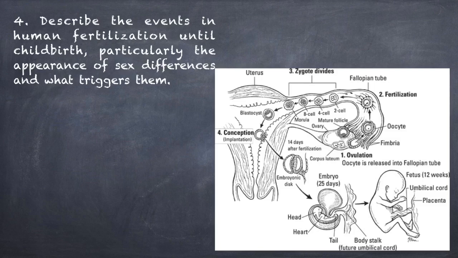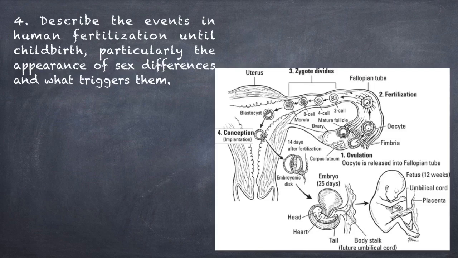For number 4 is to describe the events in human fertilization until childbirth, particularly the appearance of sex differences and what triggers them. So, fertilization is the process in which haploid gametes fuse to form a diploid cell called a zygote. To ensure that each zygote has the correct number of chromosomes, only one sperm can fuse with one egg. And the stages of human development: the first stage is the zygote stage. The zygote is formed when the male gamete and the female gamete fuse.